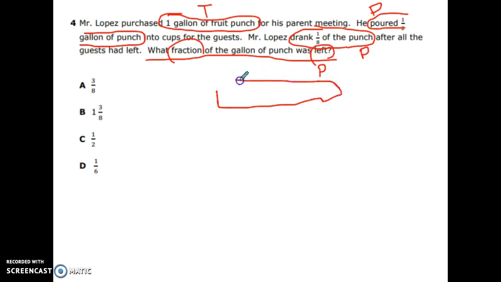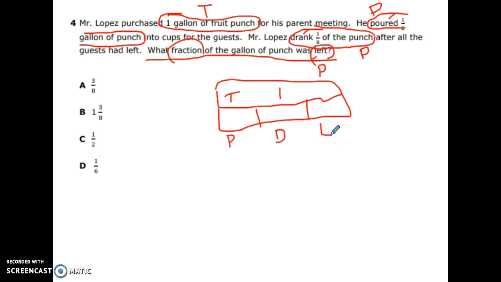So when I draw my strip diagram, my total amount is here, and it's just one whole. And then I've got 1, 2, 3 parts. The part that he poured, the part that he drank, and the part that was left. So I'm going to cut this into 3 parts. And I'm going to put those little keys to myself too. The part that he poured, the part that he drank, and the part that was left.